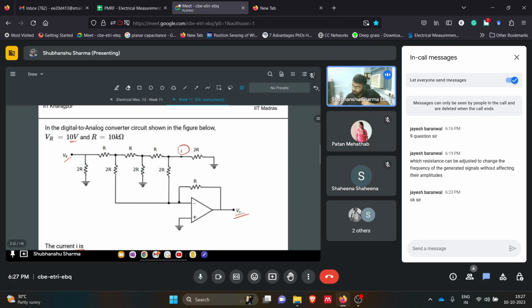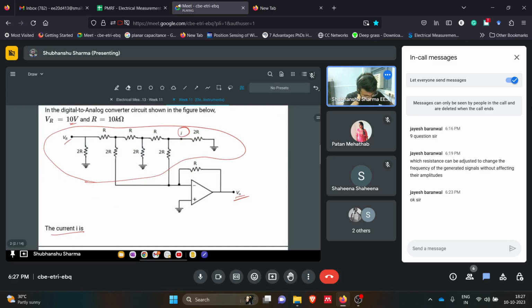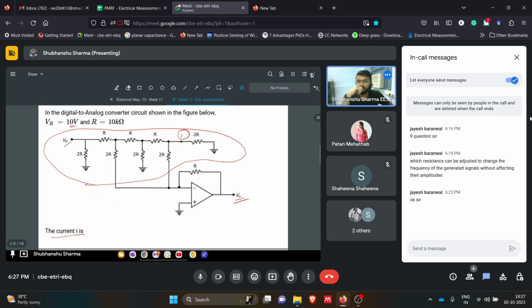So just see this network. Try to find some symmetry in that and then try to solve that. If you are going directly using models, then it will be difficult. But if you are able to find some symmetry and find some way to simplify this circuit, then you can solve this easily. Think in that way.